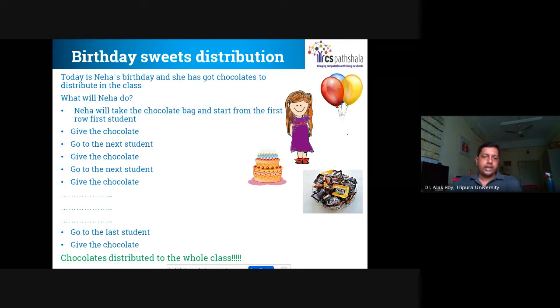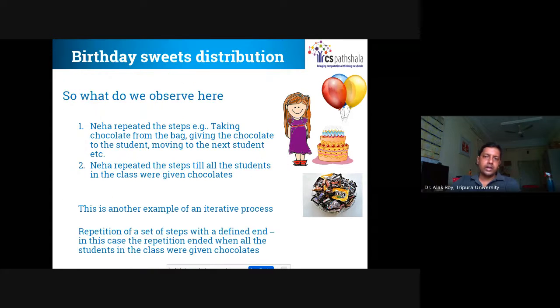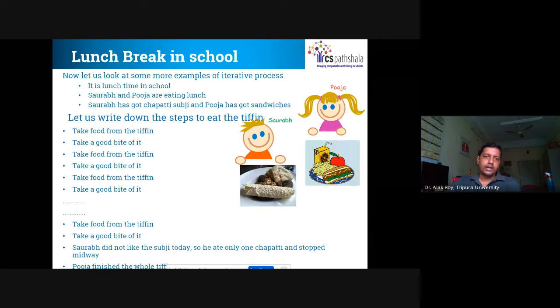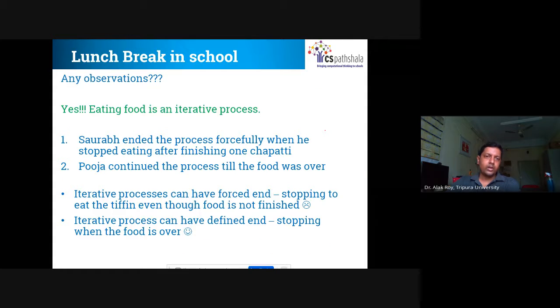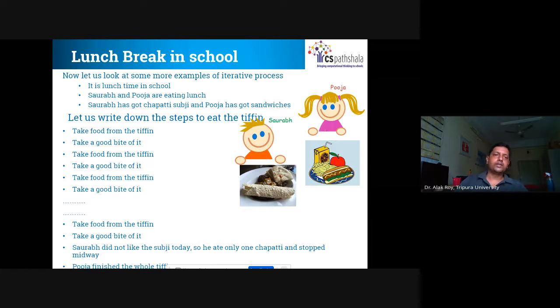There can be different examples, like birthday sweet distribution, similar examples. Then like lunch break in school, same example. Okay. So let's see the lunch break in school example in detail.